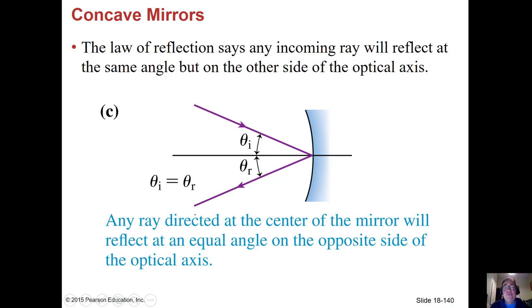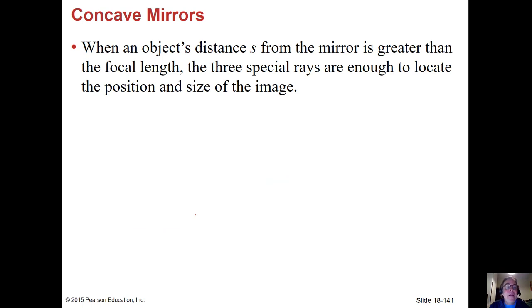So those three rays you could use to figure out where the actual image is going to be formed. Really, you only need 2 out of the 3. I always go with the one that hits the center, just like I do with the converging lens. Okay? When an object's distance, so same thing, S is the object's distance, is greater than the focal length, 3 special rays are enough to locate the position, and really you only need 2 of them.